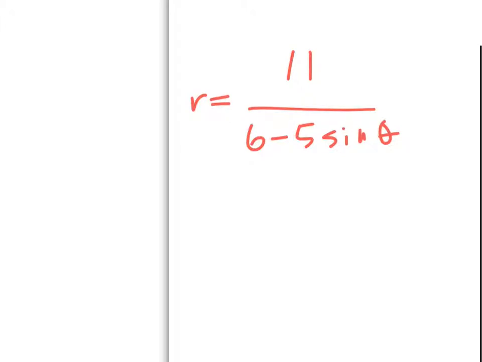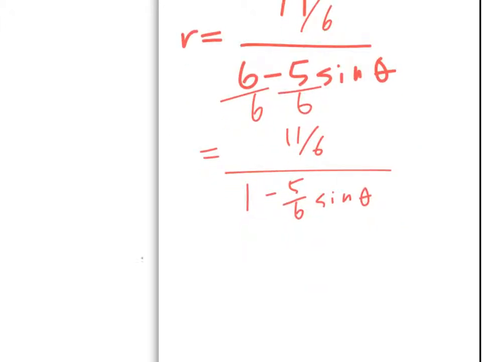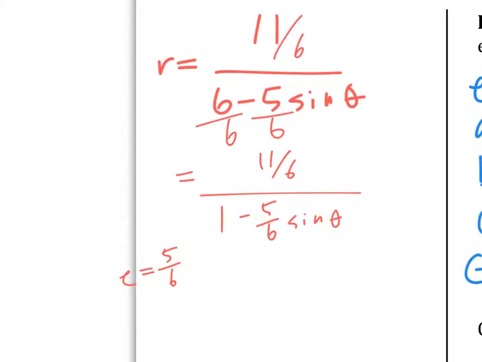Okay, so what you do is first find E. So I need to divide everything by 6. So this is 11 over 6 over 1 minus 5 over 6 sine theta. Okay, so from here, I know that E is equal to 5 over 6. All right, now you have to go back to last chapter. Last chapter, we said we can analyze this equation to see what is the maximum R and then what is the minimum R. Okay, so that's last chapter.